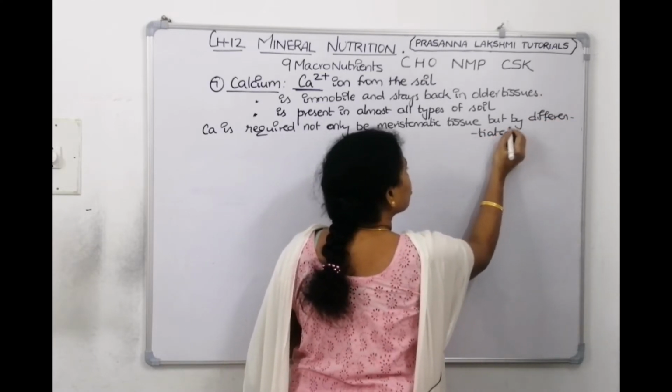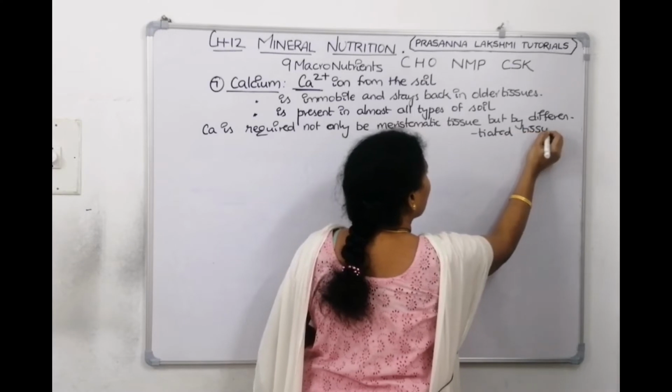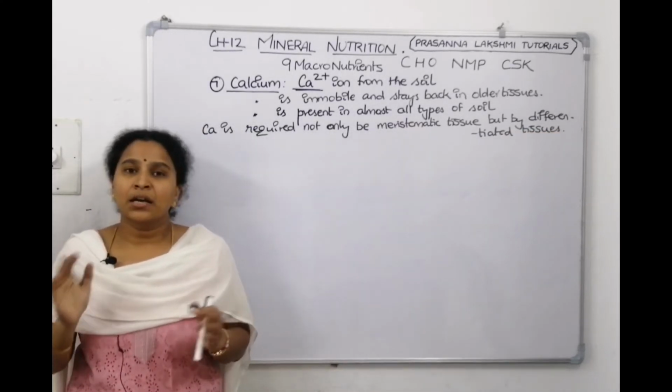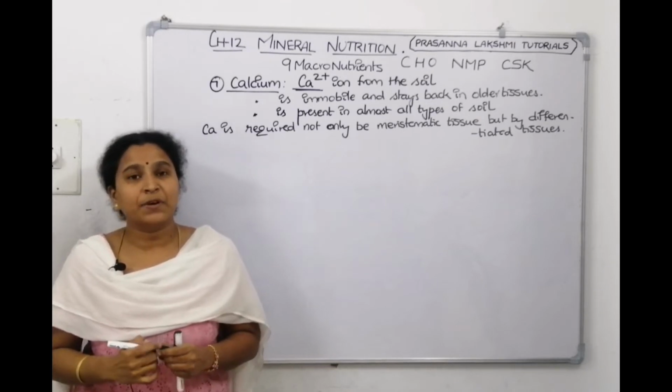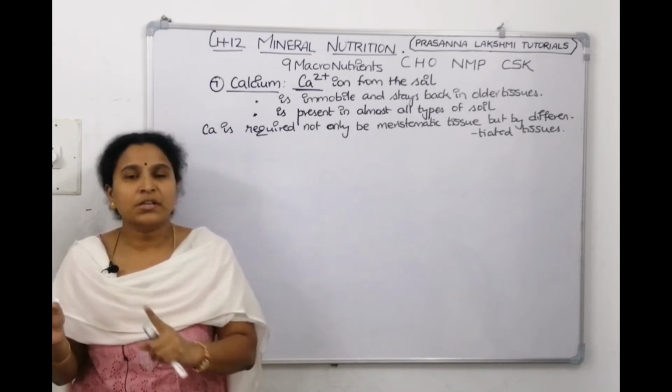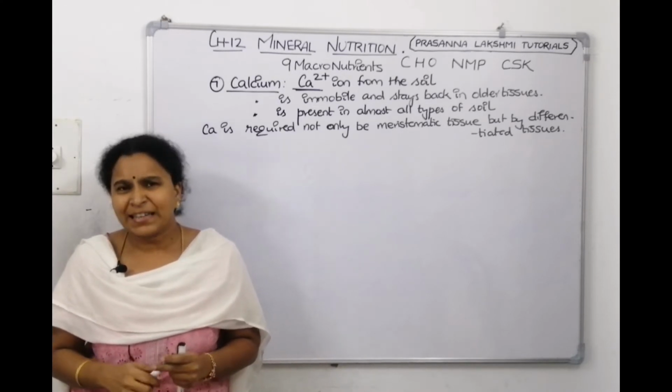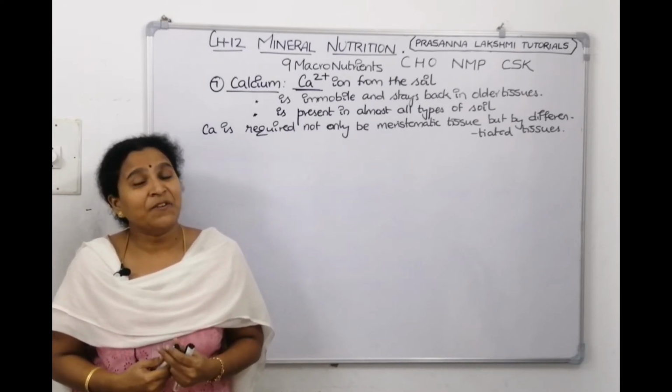A differentiated tissue like xylem, phloem, all those things also requires calcium. In equal amounts they require calcium. So it is required for dividing tissue also, it is required for a differentiated tissue also. Now where do we find calcium?